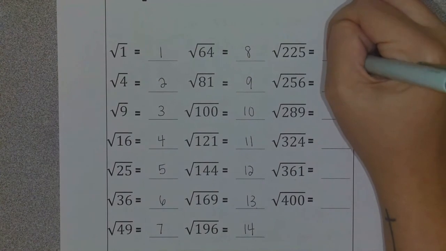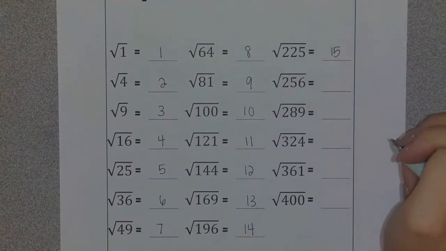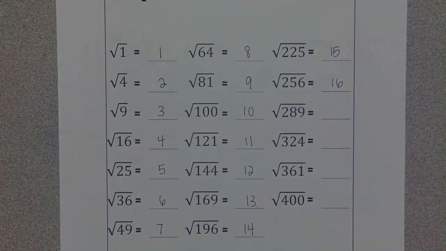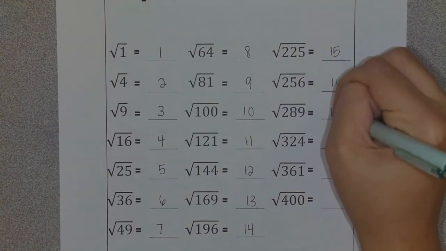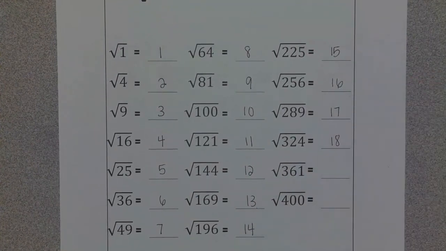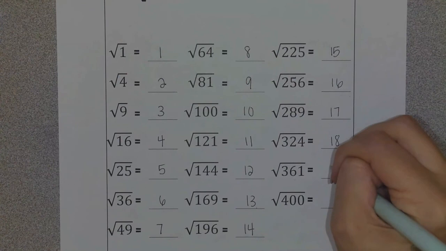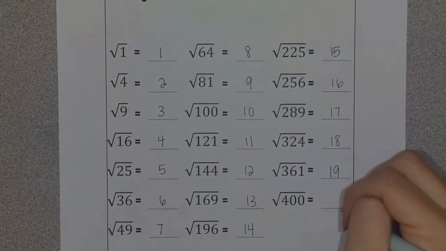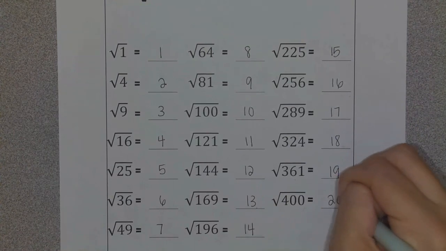The square root of 225 is 15. The square root of 256 is 16. The square root of 289 is 17. The square root of 324 is 18. The square root of 361 is 19. And last but not least, because I know I sound like a broken record machine, the square root of 400 is 20.